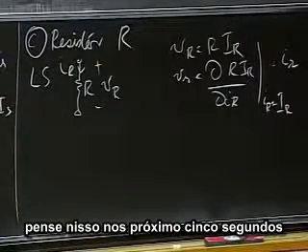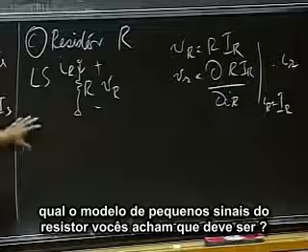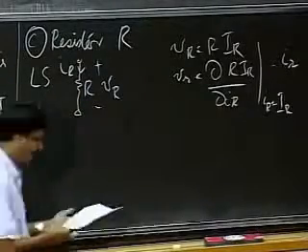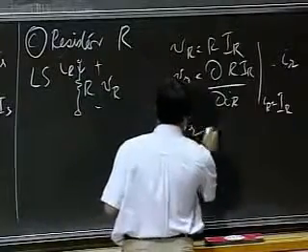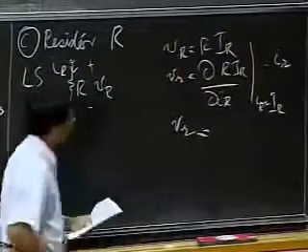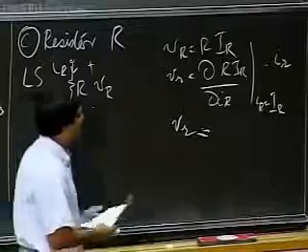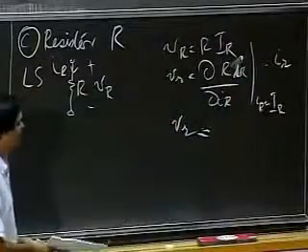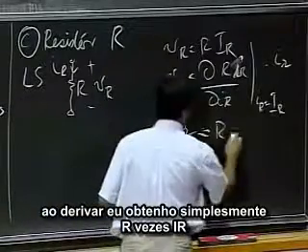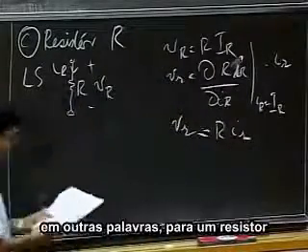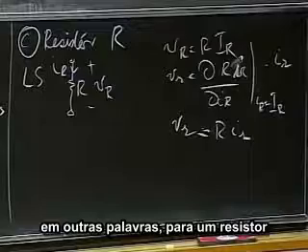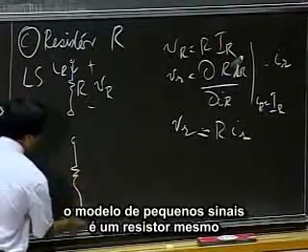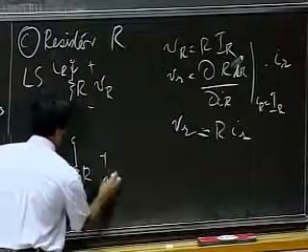So think about, for the next 5 seconds, what the small signal model for this should look like, and then I'll go ahead and write down the answer. Differentiating, I simply get R times ir. In other words, for a resistor, the small signal model is the resistor itself.